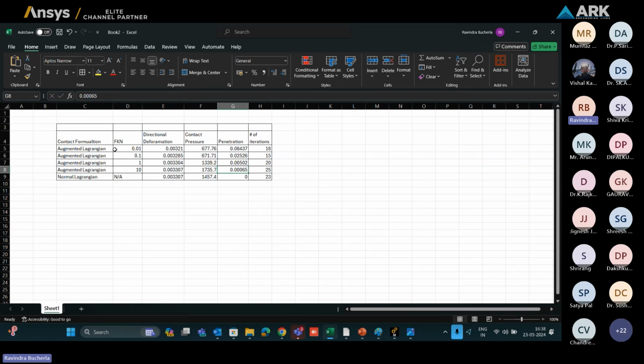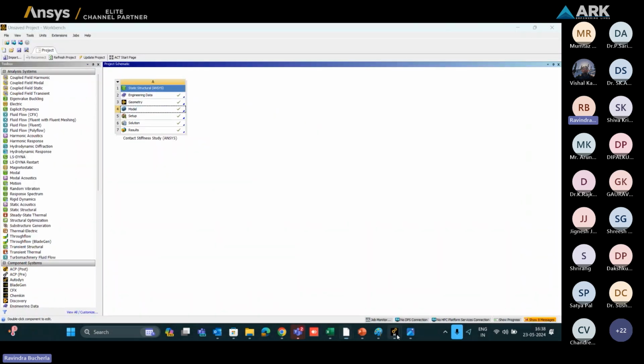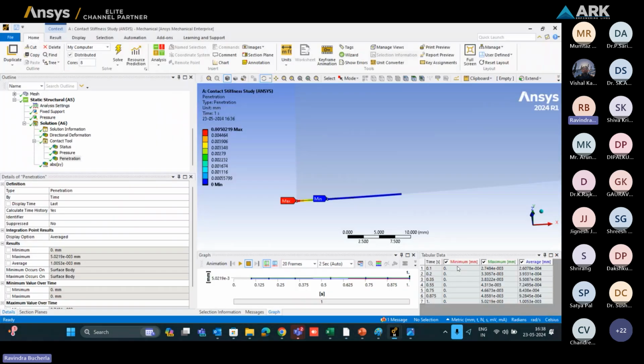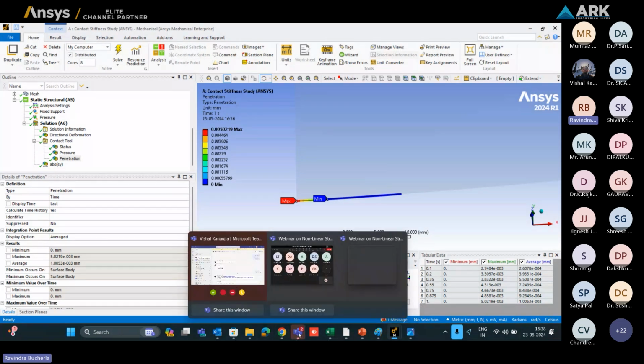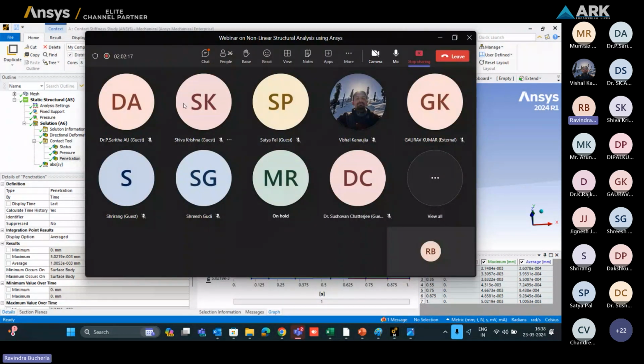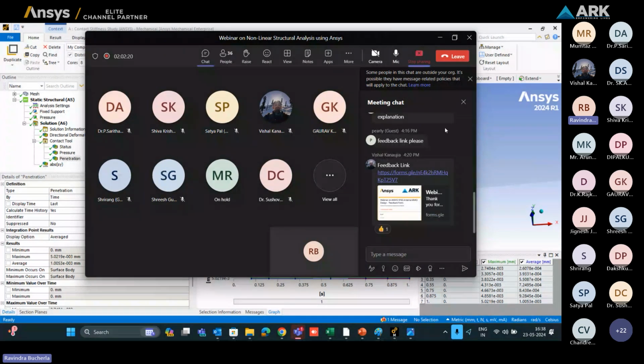So for frictionless, frictional or rough contacts, you can use these things for nonlinear analysis. Okay, we have already crossed 8 minutes. If you have any queries, we will discuss now. Closing the session.